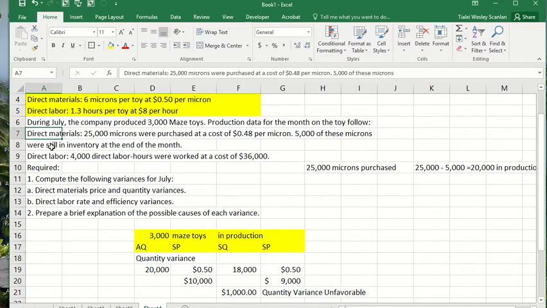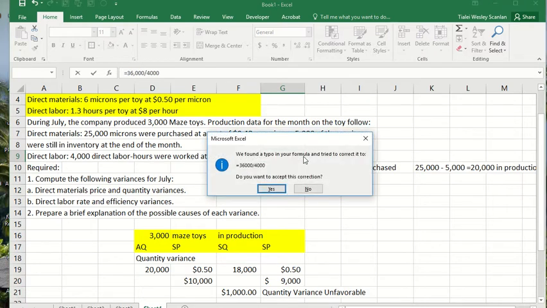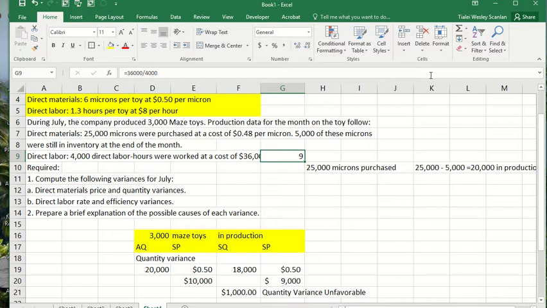So direct labor: 4,000 direct labor hours were worked for a total cost of $36,000. We can divide the $36,000 by 4,000 to get how much they paid them per hour, right? $9 per hour. So they're going to pay them $9 per hour actual, right?